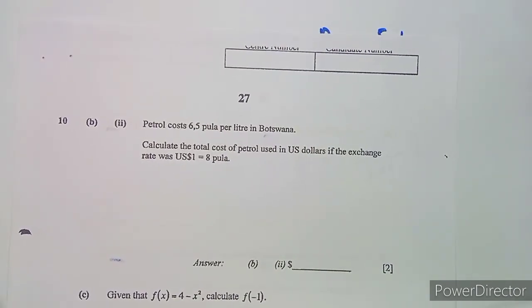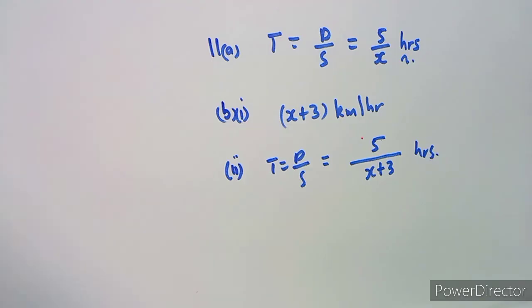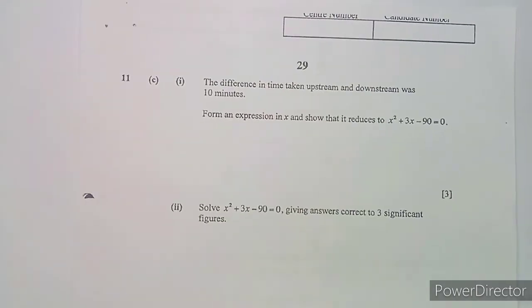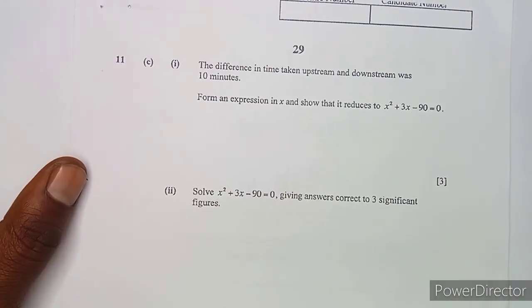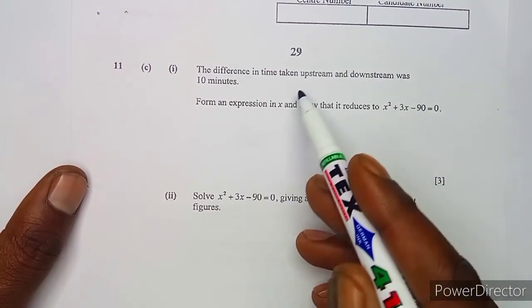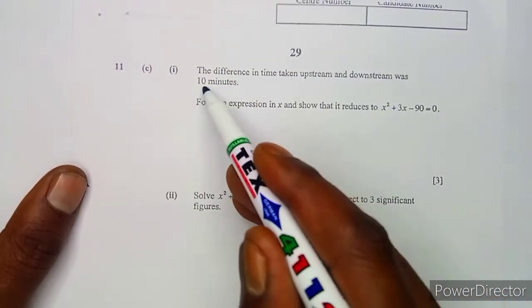So this one actually works on this part. It's actually another part that we are given. Let me check how these pages are mixed now. All right, so it's just a mix of pages. It says number 11, this part. Okay, this page here. The difference in time taken upstream and downstream was 10 minutes.